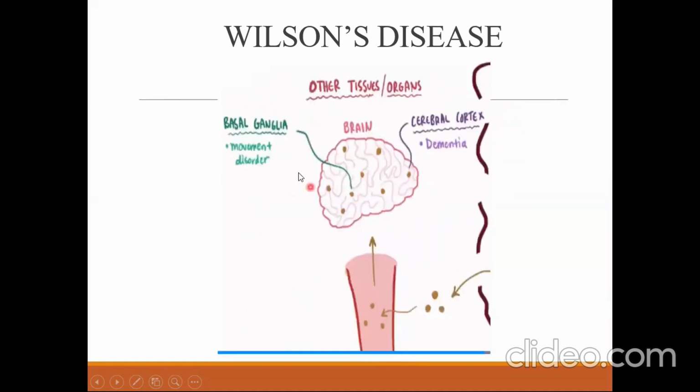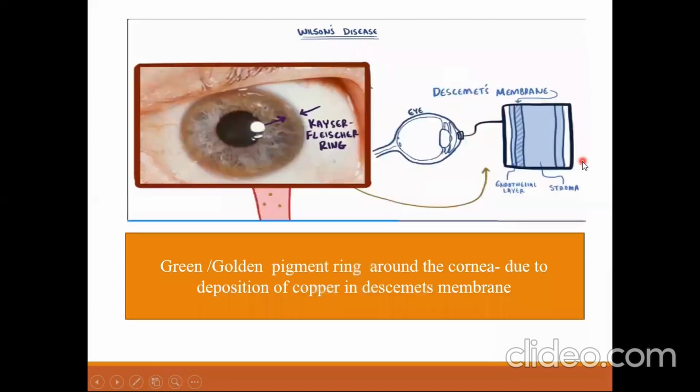So the copper deposit in the basal ganglia causes the movement disorder, otherwise known as ataxia, and the deposition of the copper in the cerebral cortex causes dementia.